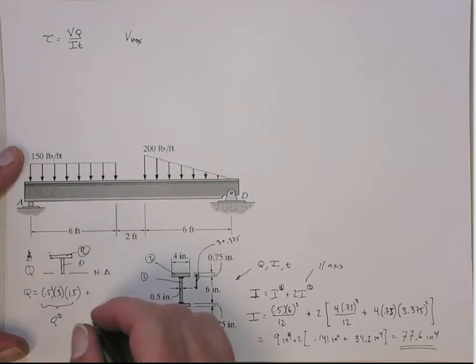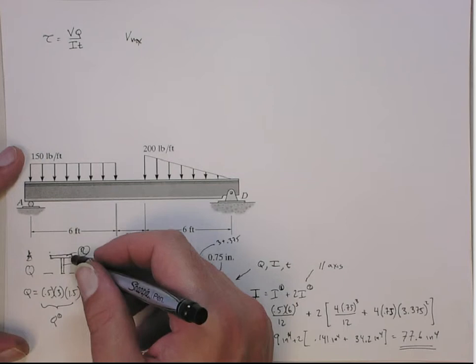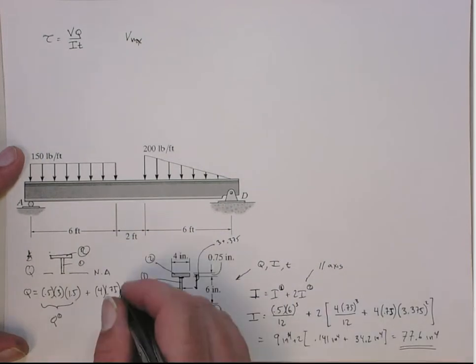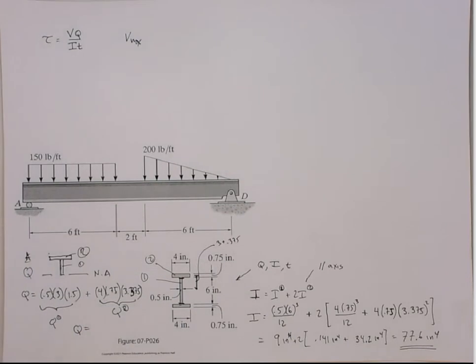And then if we do the Q for section 2, its area is going to be 4 inches times 0.75. That's the area. And its distance from its centroid is the 3.375 that I had computed before, right? That's the Q for section 2. We'll add those together, and that gives me a total Q of, this is 2.26, or sorry, 2.25.